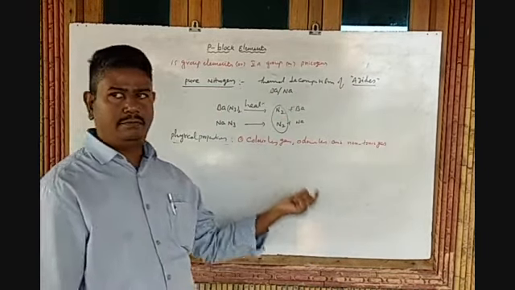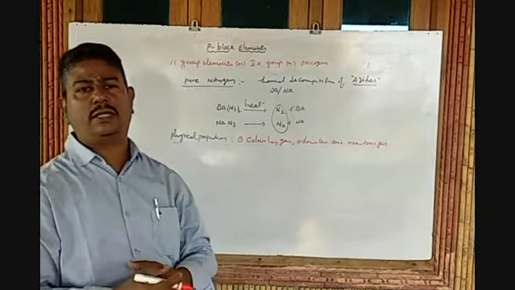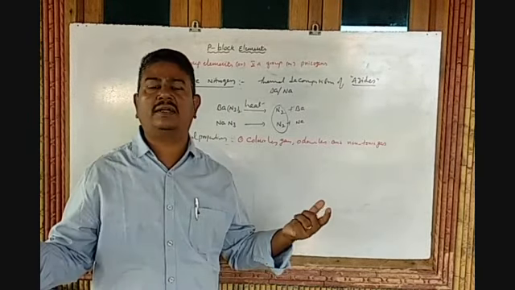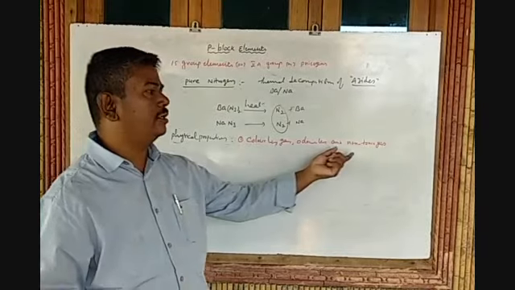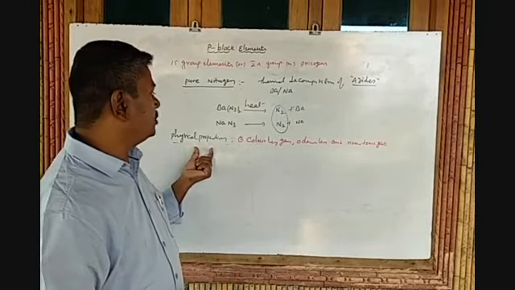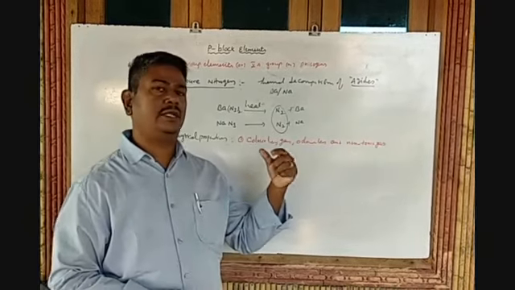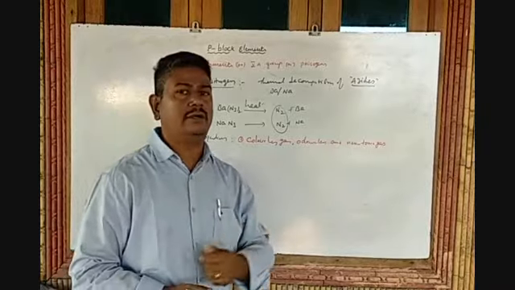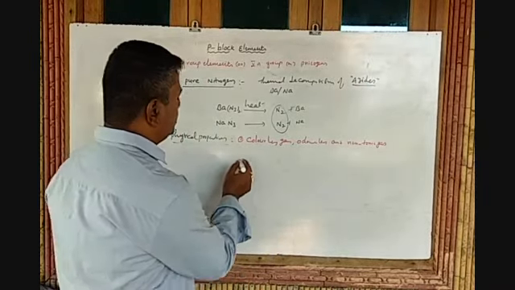Colorless gas, because our atmosphere consists mostly of nitrogen, we cannot see it. As well as odorless, it doesn't have a specific characteristic smell. As well as it is non-toxic, because we live here. So that's why the nitrogen which is prepared either commercially or in the laboratory is colorless, odorless and non-toxic.